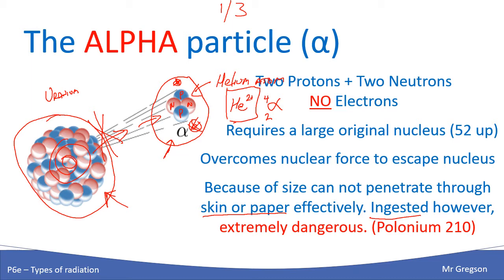So when you see things like Chernobyl and people wearing gas masks and wearing paper suits, this is what they're protecting themselves from: the very dangerous alpha particle. It doesn't penetrate very far, but if you were to swallow it, breathe it in, ingest it effectively, it's very dangerous.